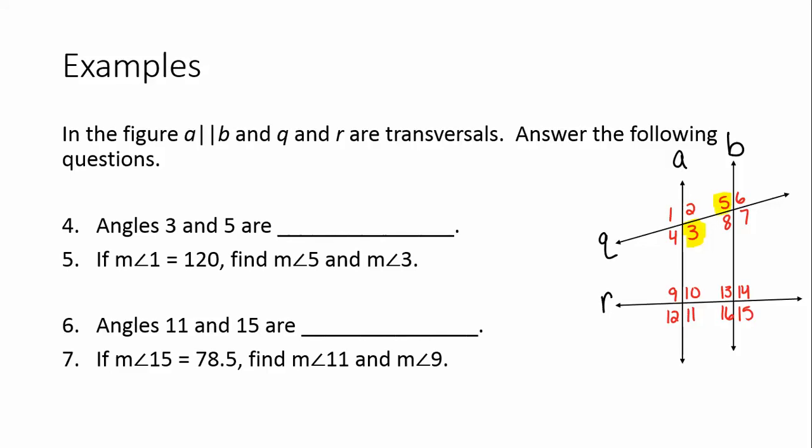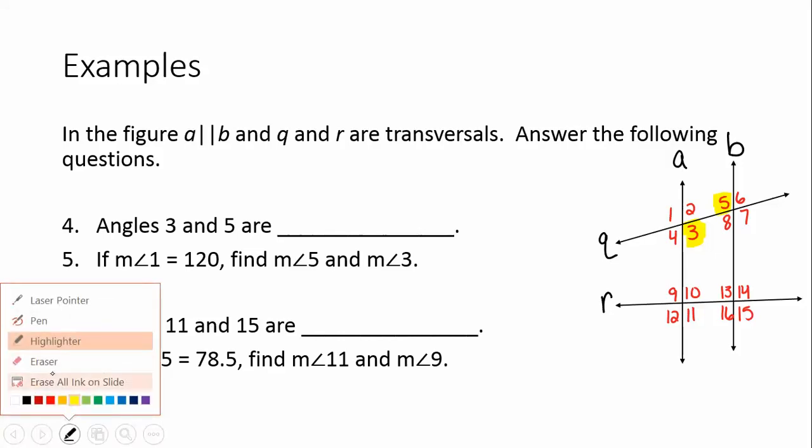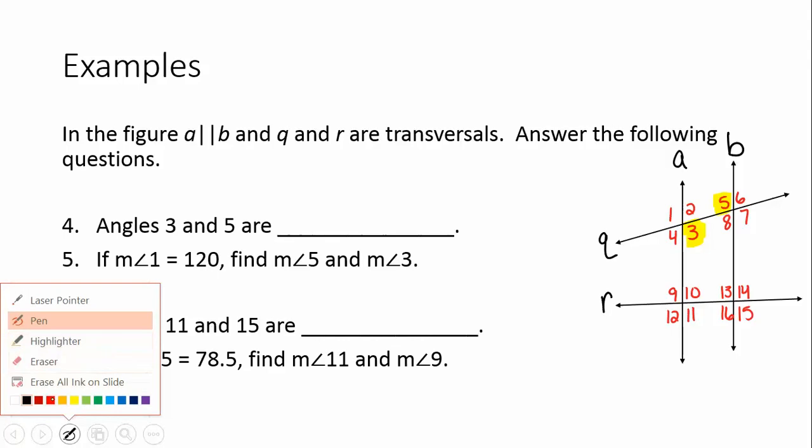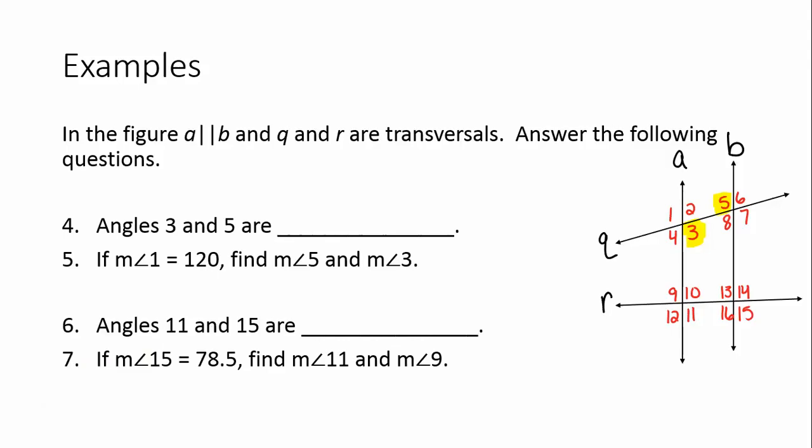Look at the parallel lines first, A and B. Are those two angles inside the parallel lines or outside? Hopefully you're recognizing that those two angles are inside the parallel lines, so that automatically makes them interior angles. And then the question is, are they on opposite sides of the transversal? Remember, one transversal is Q, so we have 5 on top, 3 on the bottom. These are alternate interior angles.